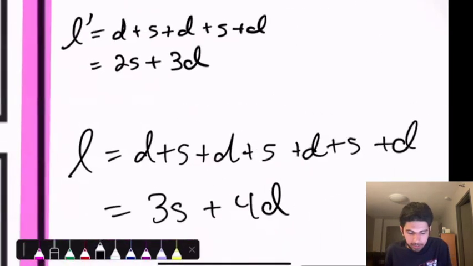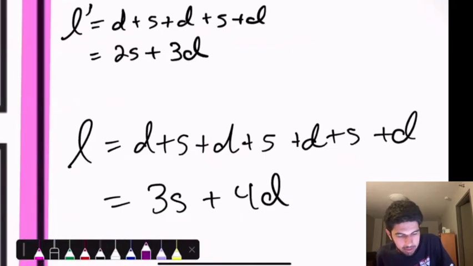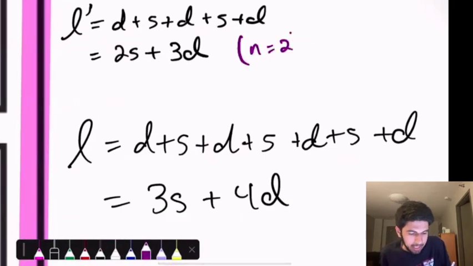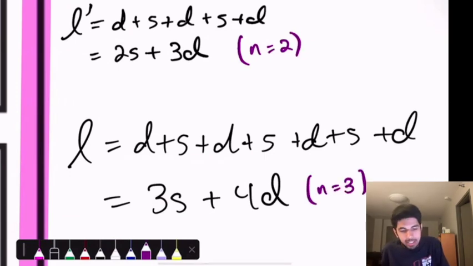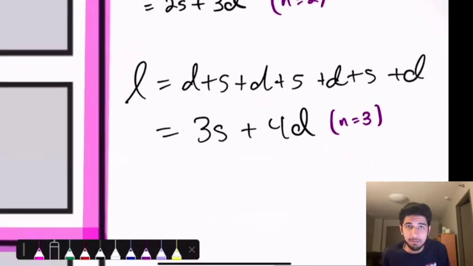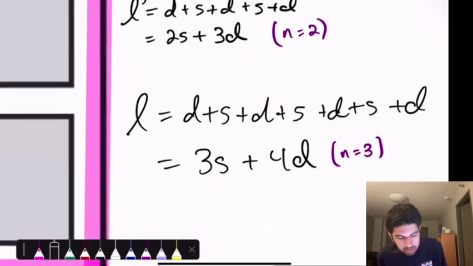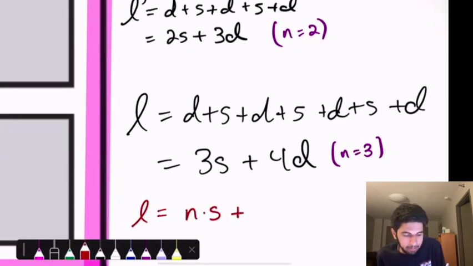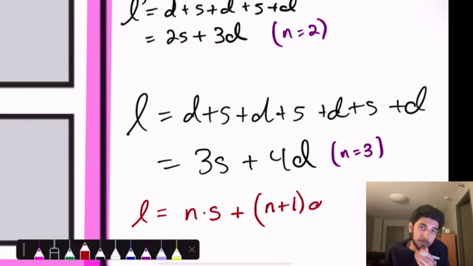So if we come over here, looking at the side length for n equals 2 and n equals 3, it seems that the length for some random value of n is going to be equal to n times s plus n plus 1 times d. And maybe we can just check it. When you put in n equals 2, you get 2s plus 3d as expected. n equals 3, 3s plus 4d, good. Now we just have to convince ourselves of why this is true.